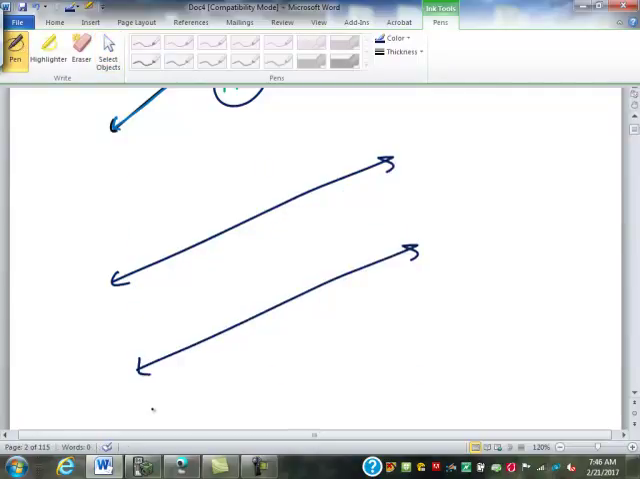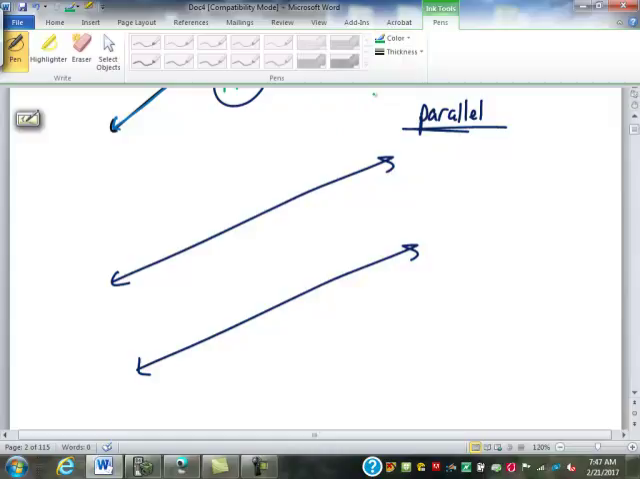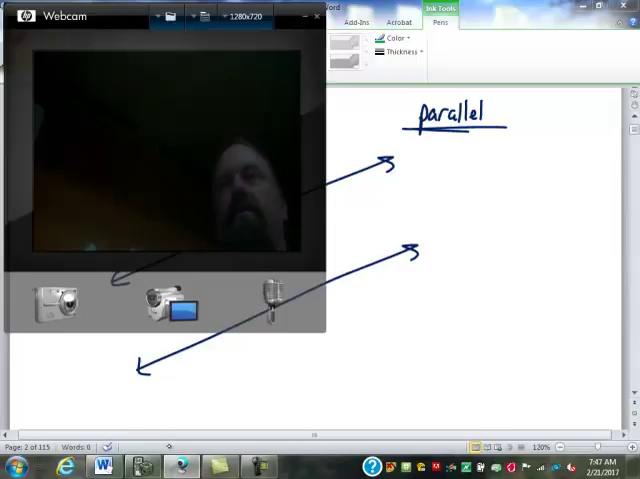So these two lines here are called parallel. Now, a lot of us are used to the definition of parallel being lines that never intersect. And that definition sort of works when we're on a flat piece of paper or on a flat surface. In plane geometry, parallel lines don't intersect. But that's not enough if we're dealing with three-dimensional geometry.